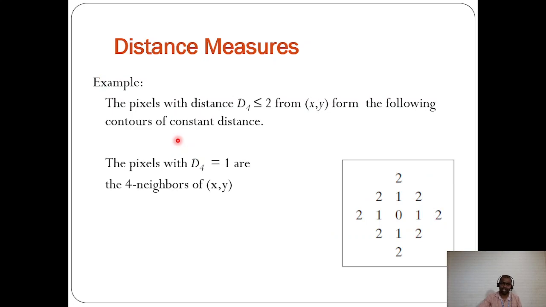Suppose this is 0. We consider the neighbors only: left and right, top and bottom. These are at a unit distance of 1. If you want to go to this pixel, it is 0 to 1 and 1 to 2. Likewise for the other pixels, 0 to 1 and 1 to 2. So you consider only 1 unit of distance between adjacent pixels.